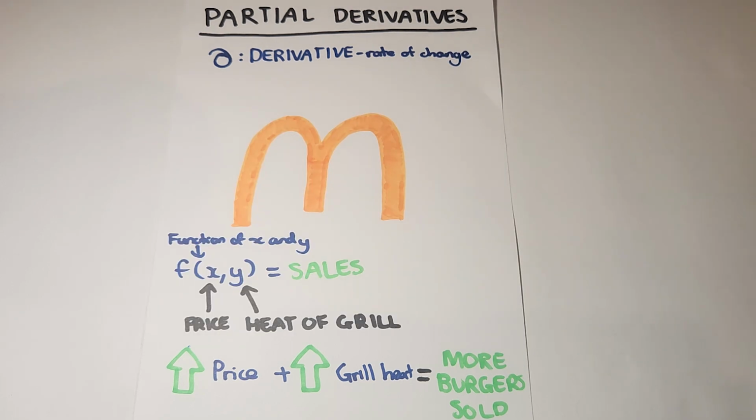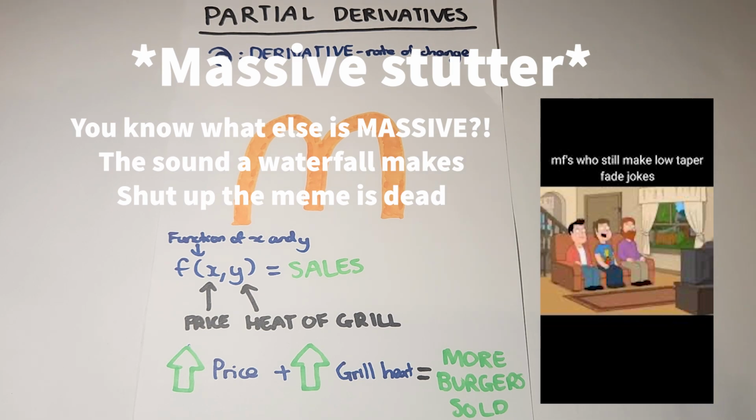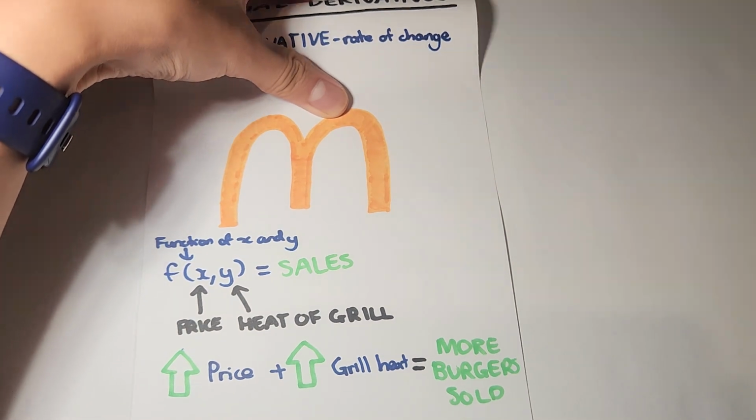For starters, a derivative is the rate of change. Partial derivatives are when you adjust only one thing at a time. If you change, say, X and increase the price of a burger, you'll attract less broke kids relying on their parents' money, and you'll get less sales. That's the partial derivative with respect to X.